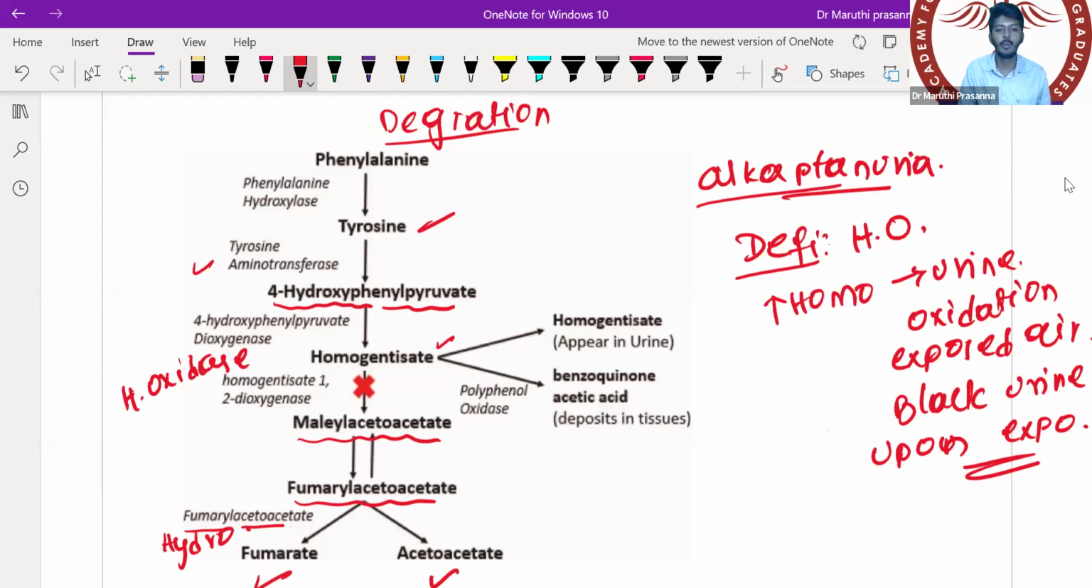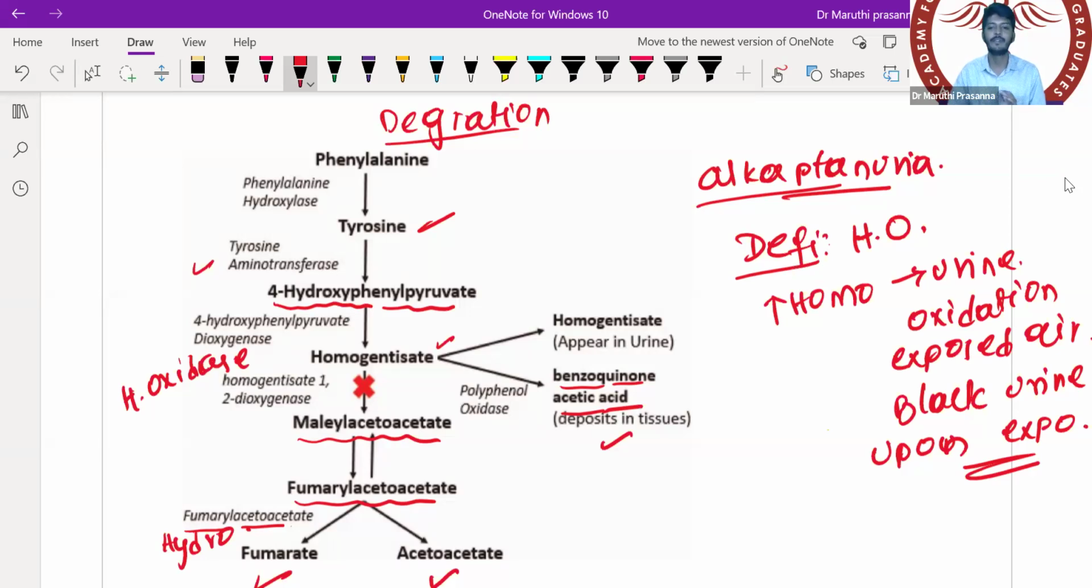Also this homogentisate can deposit in the form of benzoquinone acetic acid in the tissues. It deposits in multiple parts of the body, which will lead to ochronosis, pigmentation in the eye. It can also be deposited in the tendons, leading to musculoskeletal defects. So these are the symptoms associated with alkaptonuria.